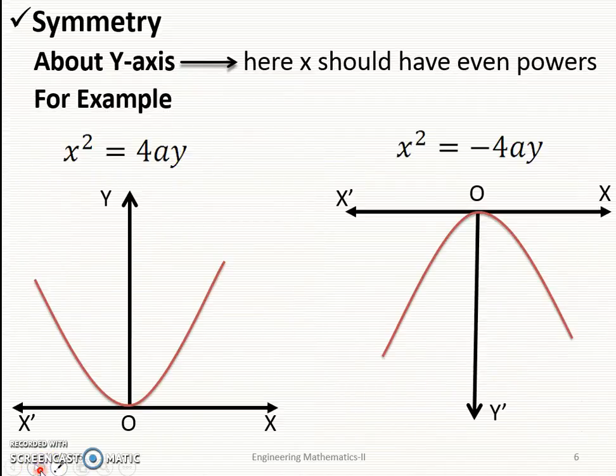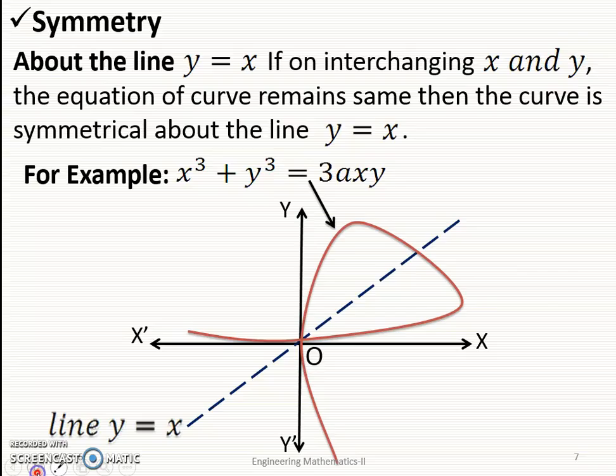Next is symmetry about y-axis. Here x should have even powers within the given equation of the curve. This is the equation of the curve, x square is equal to 4ay. This is the y-axis, and if we trace this curve, it looks like this. So this curve is symmetrical about y-axis. Similarly, this is another example. This is the y-axis and this is the curve. So this curve is symmetrical about y-axis.